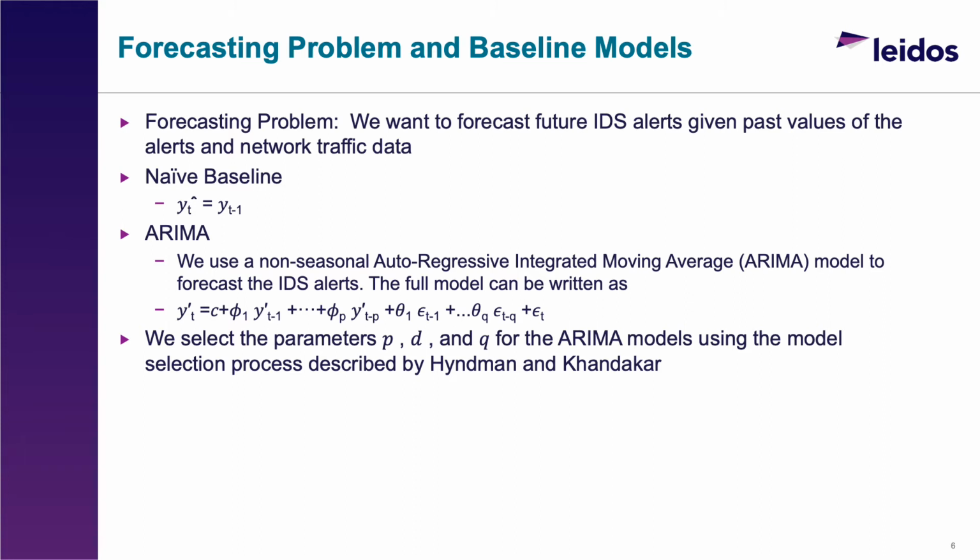One being a naive baseline where the forecast is just set to the last known observation. And an ARIMA model, we also used it as a baseline, and this would be a scenario where the network traffic data, which we consider to be exogenous, is not useful in forecasting. And we chose the parameters for each ARIMA model using an automated process described by Hyndman and Khandakar.